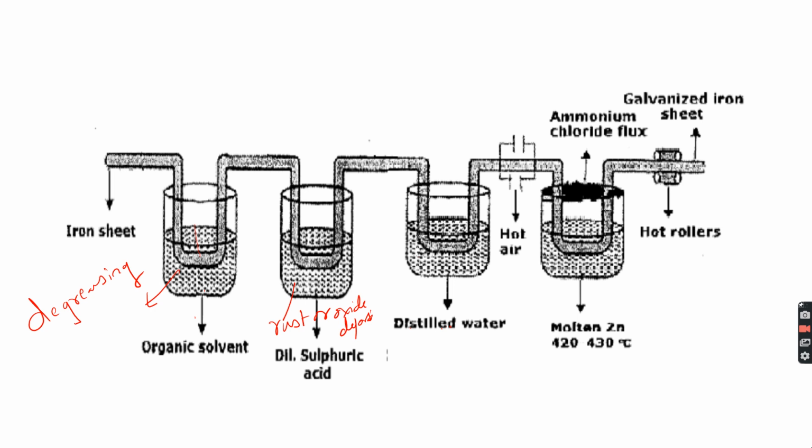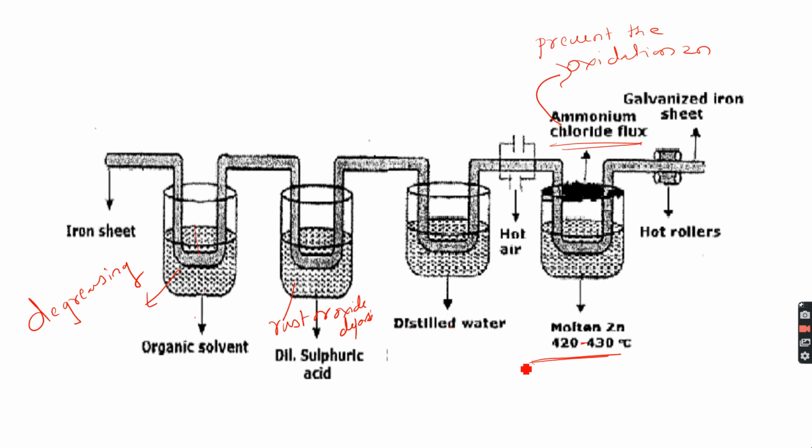Then the iron sheet is dipped in a molten bath of zinc, maintained at a temperature of about 420 to 430 degrees Celsius, covered with ammonium chloride flux, which is introduced to prevent the oxidation of zinc. That is, the iron sheet is dipped in molten zinc covered with ammonium chloride flux, which prevents the oxidation of zinc metal. So here it's just a dipping process.